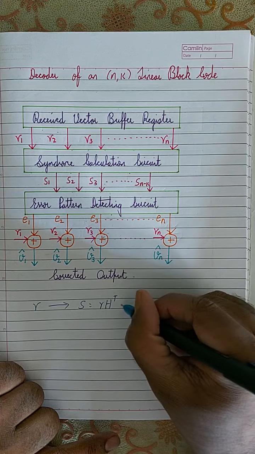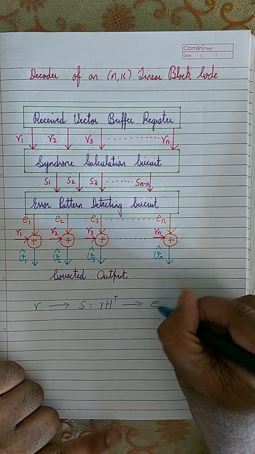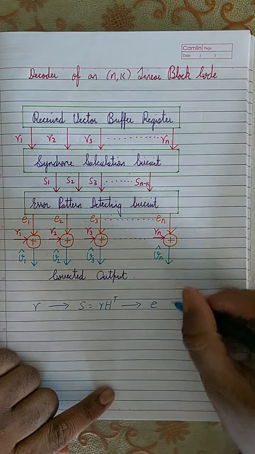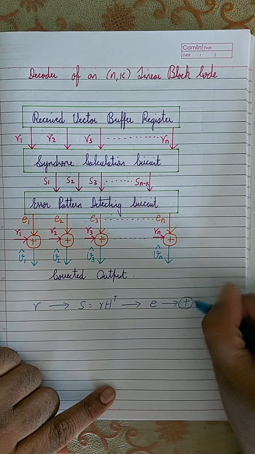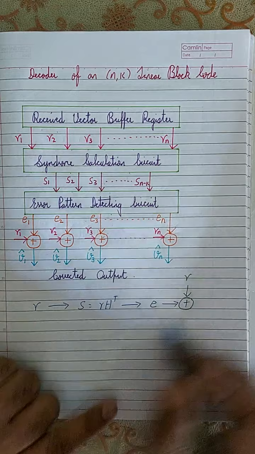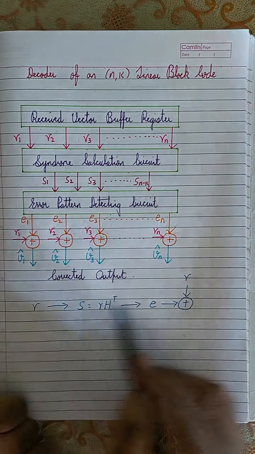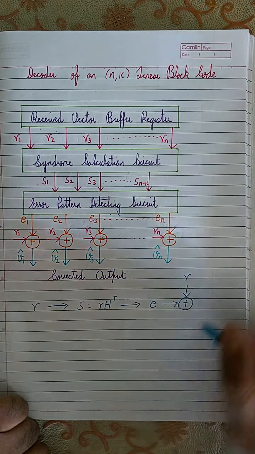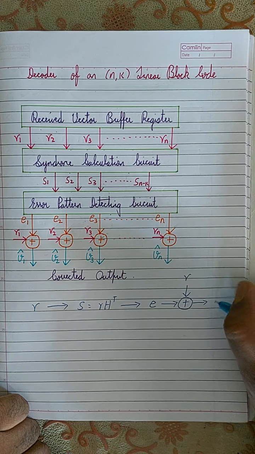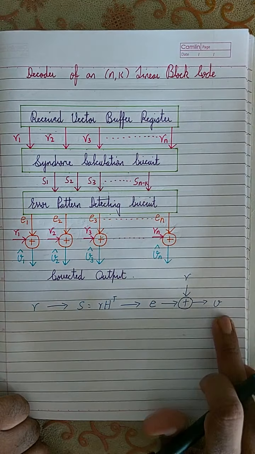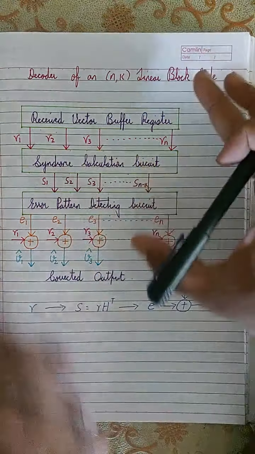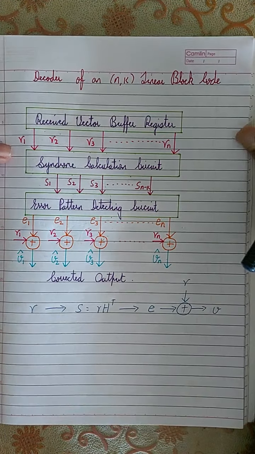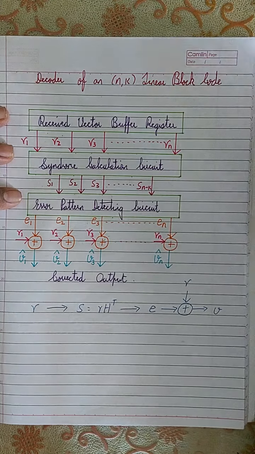After calculating S, it will calculate the value of E, which is the error pattern, and then from E, simply by XORing it with R, which we have already received, right? The same received code word, we XOR it with the error pattern and you will get the actual transmitted, correct code word. So this is what this entire block diagram is showing. It is the combination of what you have studied before.